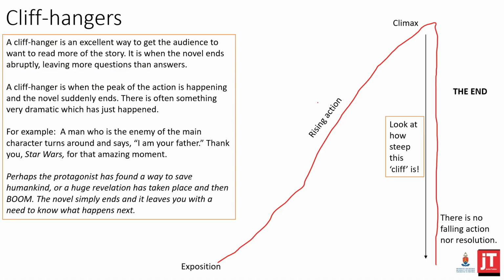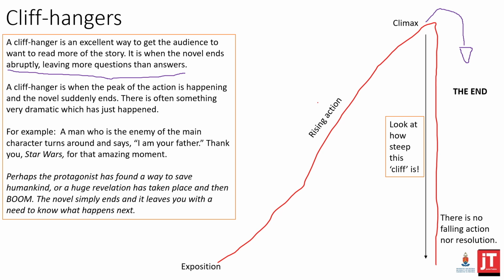A cliffhanger is an excellent way to get the audience to want to read more of the story. It's when the novel ends abruptly, leaving more questions than answers. Take a look at this cliffhanger that's representing the structure of a novel, guys. None of these questions are being answered at this point, like it should be doing with that slower structure as we've seen before. A cliffhanger is when the peak of the action is happening and the novel suddenly ends.